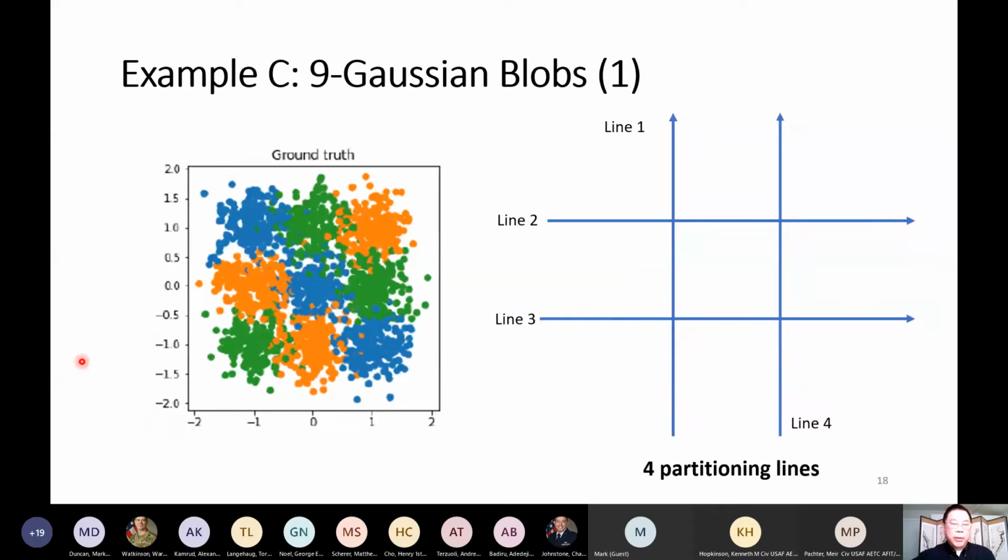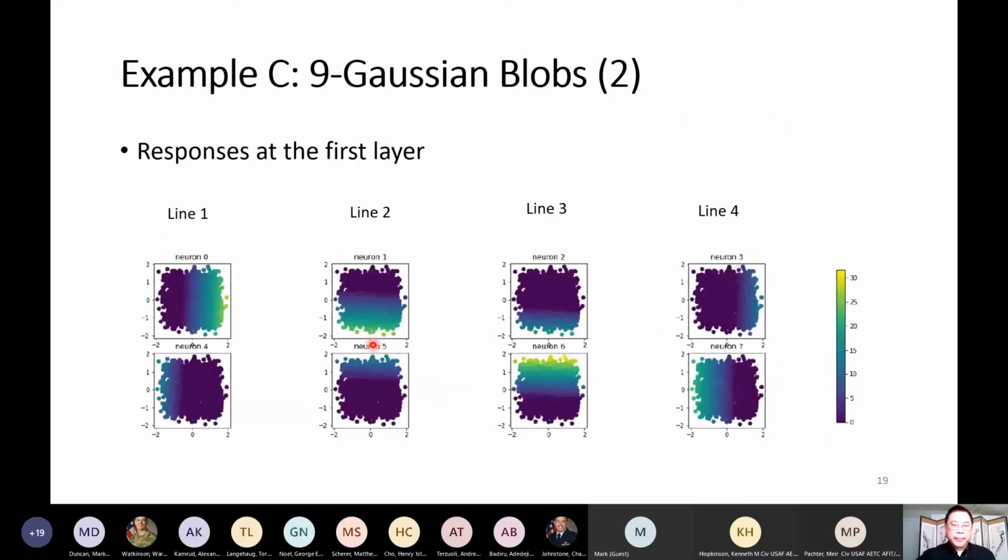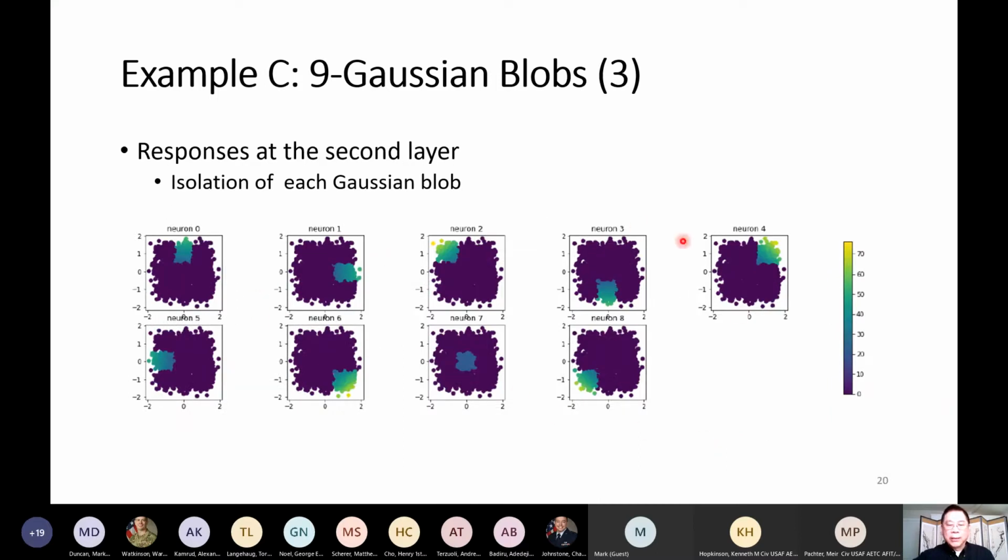Another example, 9 Gaussian blobs. We can partition this using 4 cutting lines. Okay. And with 4 cutting lines, we have the 8 neurons to handle the left and right hand side. So these are the 8 neurons. One cutting line here, and one cutting line here, and one cutting line here, and one cutting line here. So 8 neurons can remember the 8 half planes. And then once you isolate that, you can isolate 9 Gaussian blobs using the 9 neurons. Okay, and then eventually you can associate with your class labels.